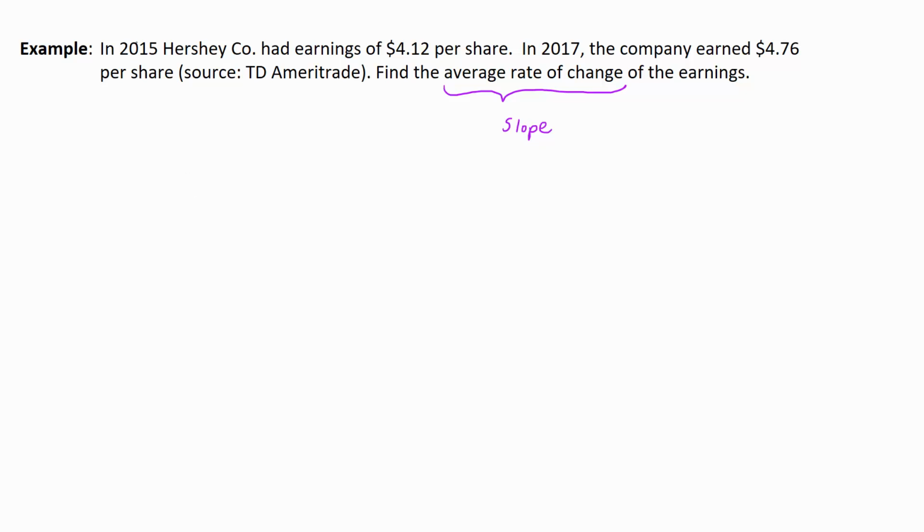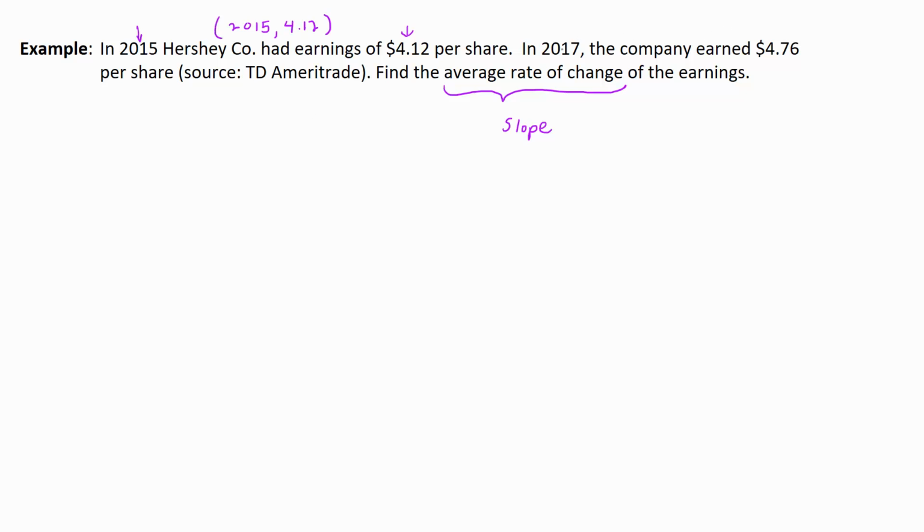So the year 2015 is an input. 2015 would be your input. The output would be the earnings of $4.12 per share. That's one ordered pair. So you could think of that as the ordered pair with 2015 as your input, first coordinate, and 4.12 as your output, second coordinate.